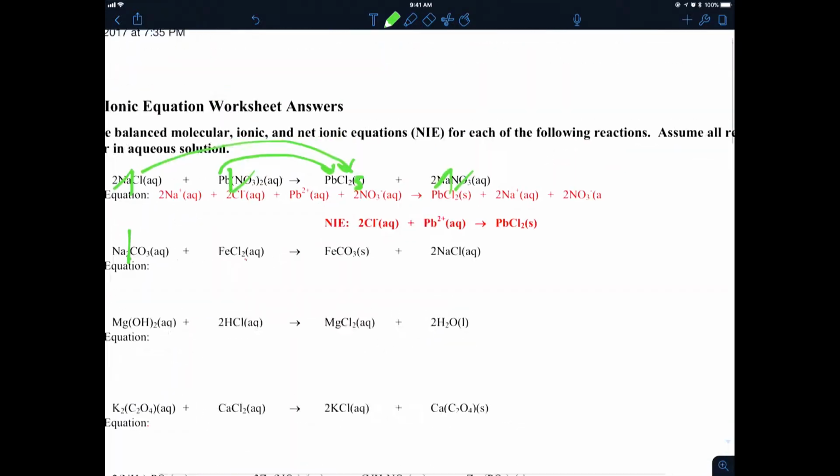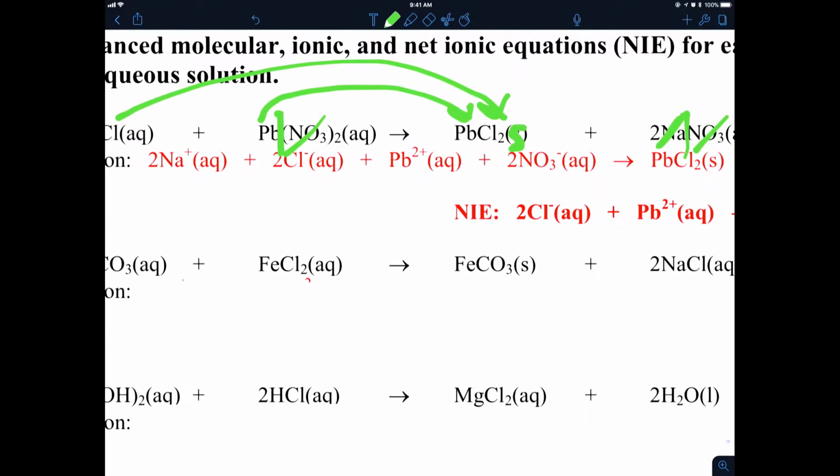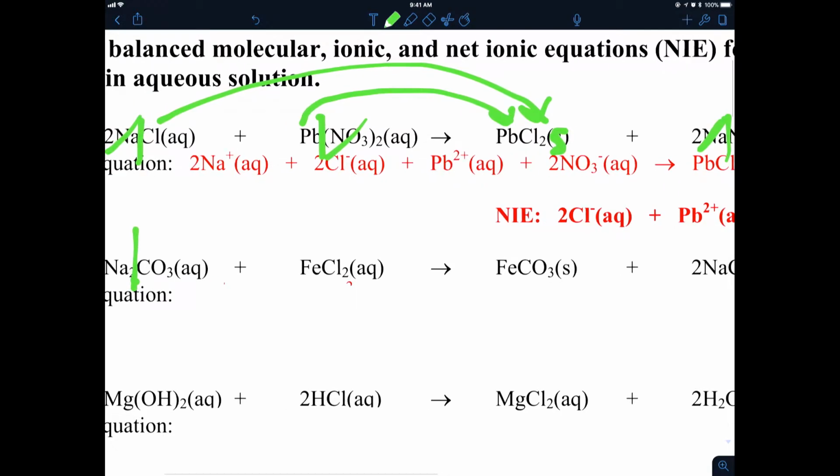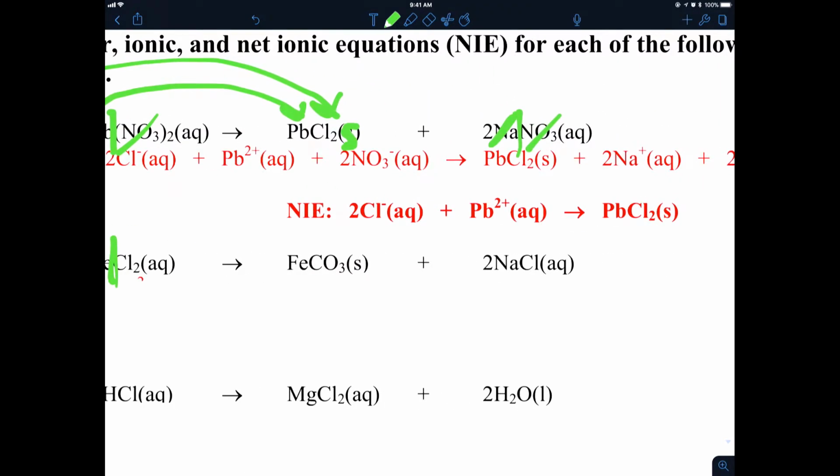All those break apart except for those 3. So all of them break apart except for those 3. What is in front of this chlorine? Not a silver, lead, or mercury. So what does that mean? Breaks apart, aqueous solution. What do we have here?